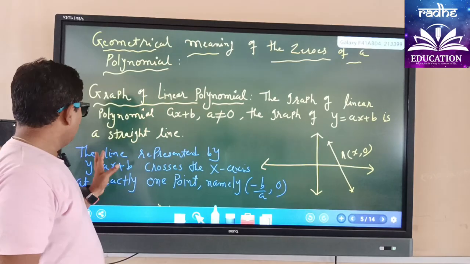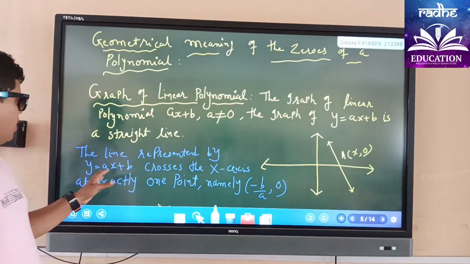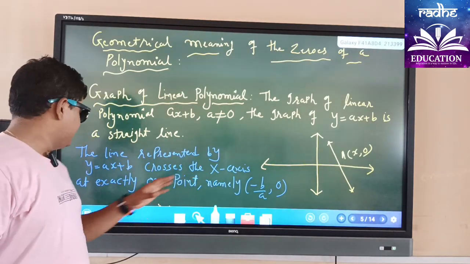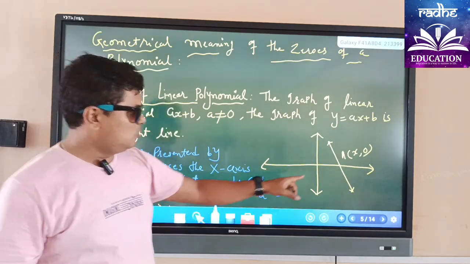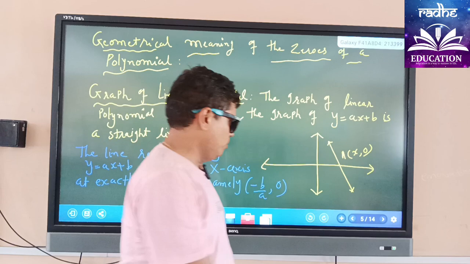The line represented by y equals ax plus b crosses the x-axis at exactly one point, namely minus b upon a comma 0. So this point is called the zero of the polynomial.